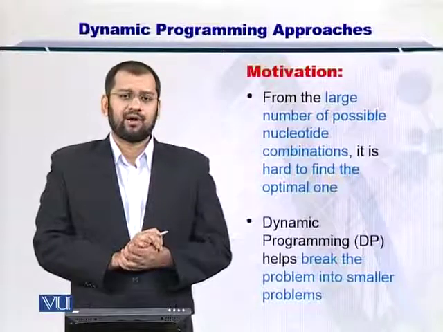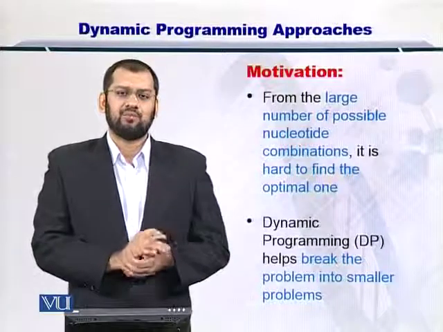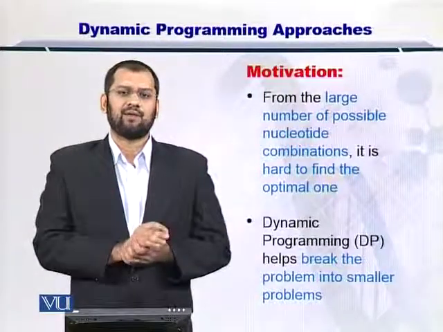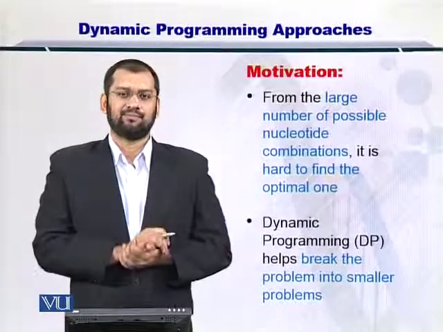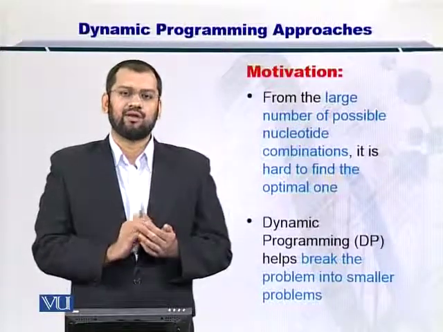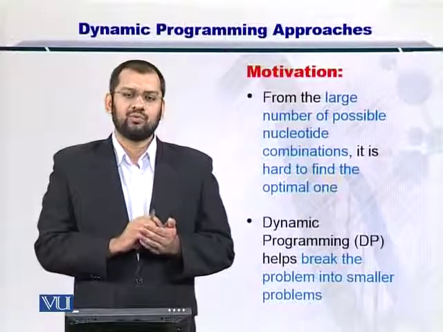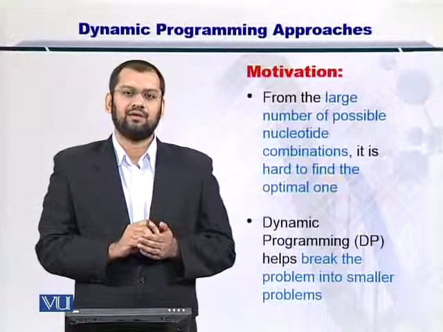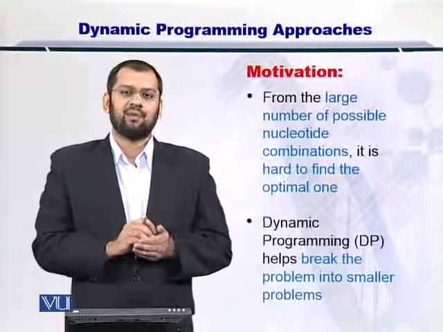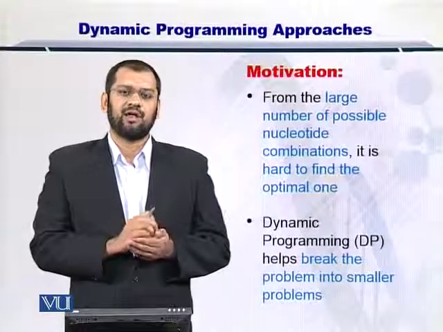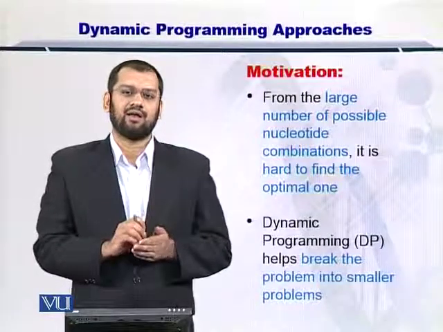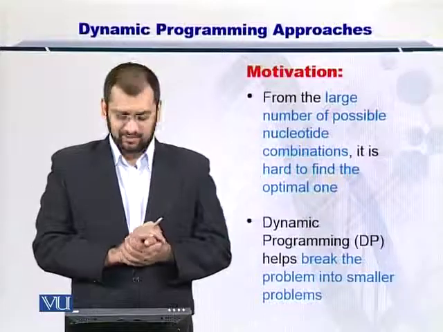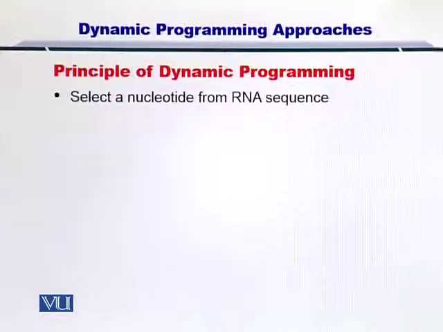So what dynamic programming does is that it breaks this very big problem into smaller problems. So it tries to pair the nucleotides 2 at a time and then tries to see how many combinations are possible across the entire RNA for one specific nucleotide. Now we will see what is the underlying principle of dynamic programming.